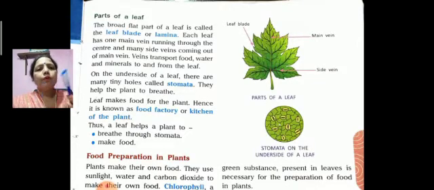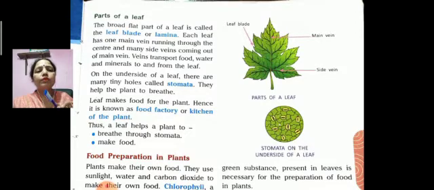The broad flat part of a leaf is called the leaf blade or lamina. Each leaf has one main vein running through the center and many side veins coming out of the main vein. Veins transport food, water and minerals to and from the leaf. On the underside of the leaf, there are many teeny holes called stomata. They help the plant to breathe.